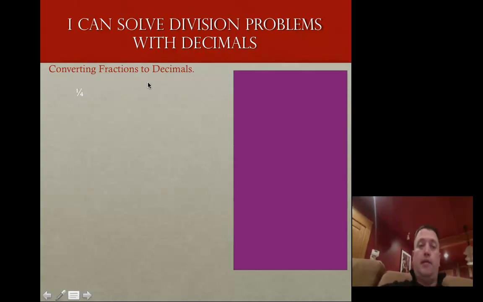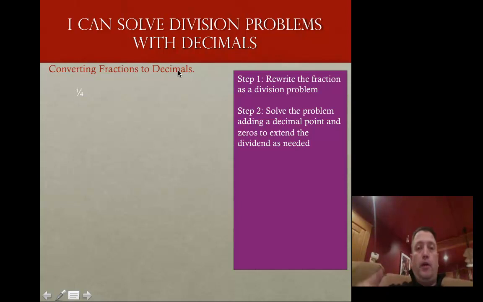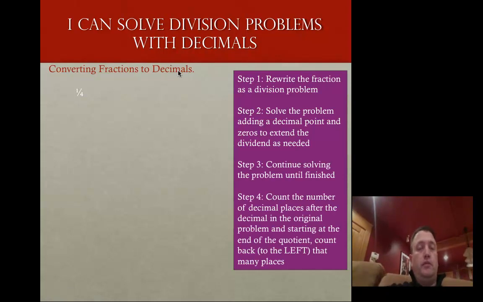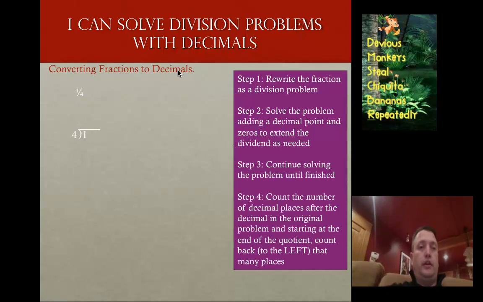So, we're also going to take a look at converting fractions to decimals. Remember, we talked about fractions. This line means divided by. Okay? So, we're going to do the same thing where we're going to extend those with zeros if we need to, and we're going to continue to the end. So let's take a look at this one here.